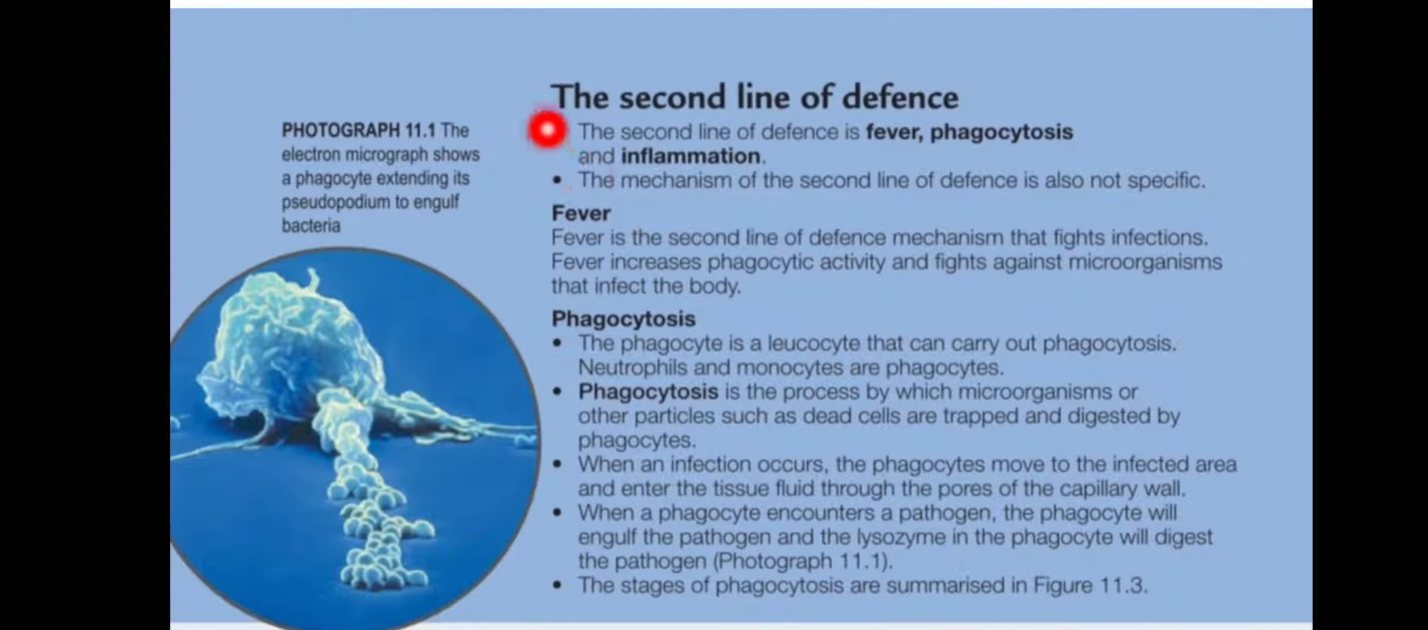Okay, the second line of defense. Second line of defense is fever, demam, phagocytosis, and inflammation. Inflammation, keradangan. The mechanism of second line of defense is also not specific. Sama macam yang first line, dia tidak specific juga. So the first example, fever.